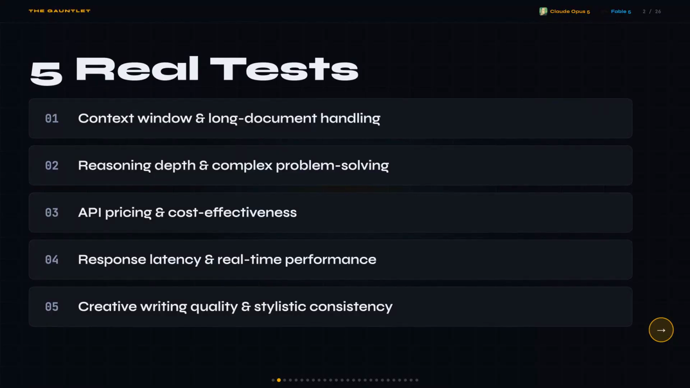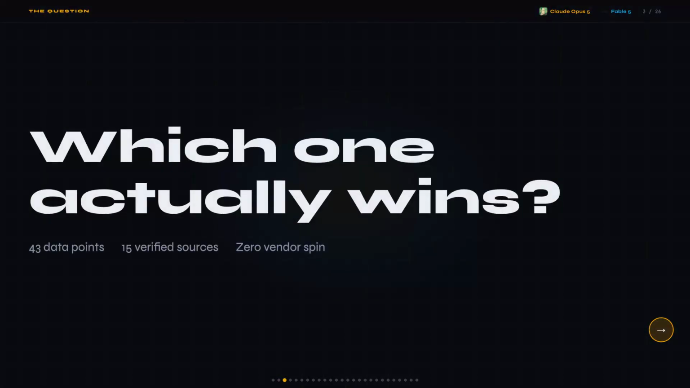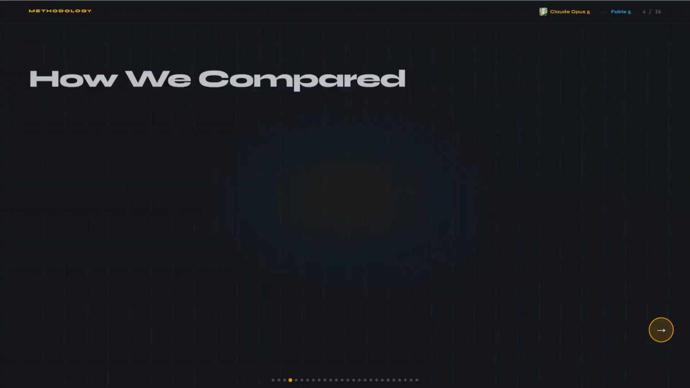So I'm comparing Claude Opus 5 versus Fable 5 across 5 real tests, pulling from verified benchmarks and official docs only. No vendor money, no cherry picking. And yeah, the cheaper model might actually be the smarter one for your workflow, but Fable 5 still holds the coding crown on published benchmarks, and that gap could matter a lot depending on what you're shipping.